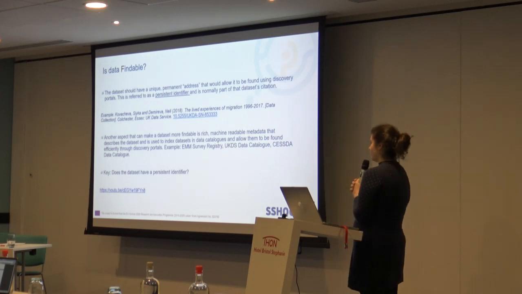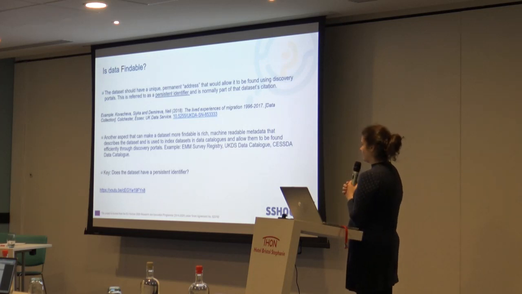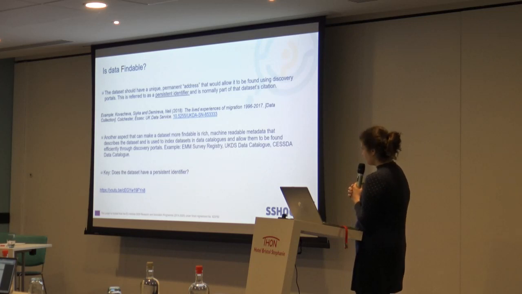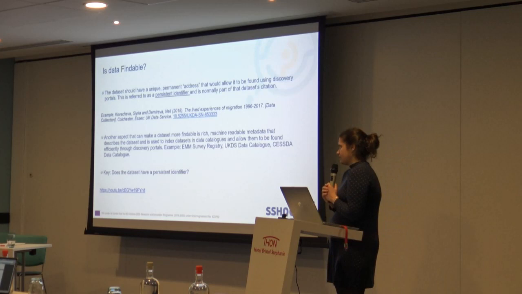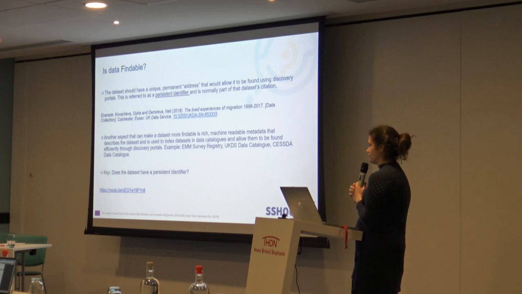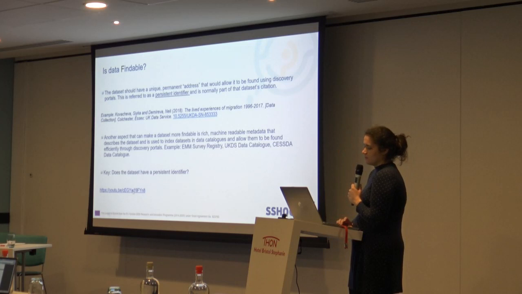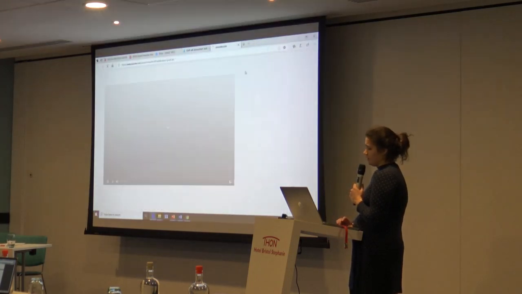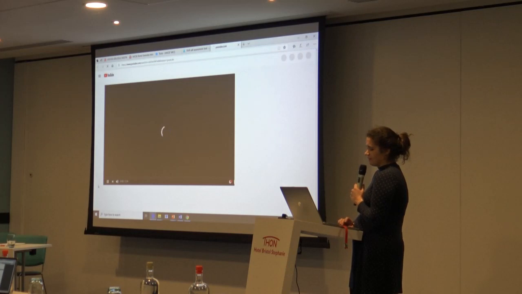And then we have the UKDS data catalog, so that is our data catalog, and then we have the CESSDA data catalog. So the key here is, does your data set have a persistent identifier? And in terms of how important this DOI is, we have a cite the data video as well that we produced.